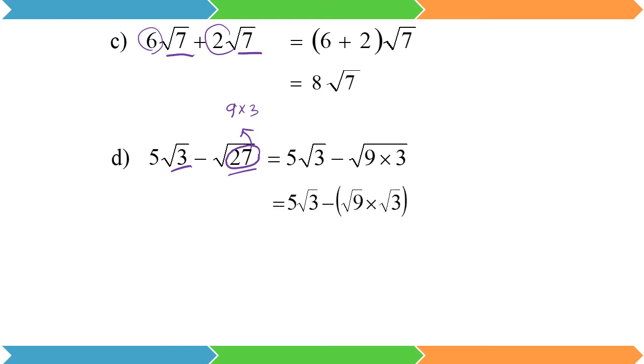And then we can separate by using the first rule of surds, which is surd 9 multiplied by surd 3. So what is surd 9? Surd 9 is a perfect square, which is equal to 3. So this part will be 3 surd 3. So we can apply the rule of surd for addition and subtraction, where we just have to do the operation with the coefficient here. So what do we have as the answer? Yes, 2 surd 3. Good job.